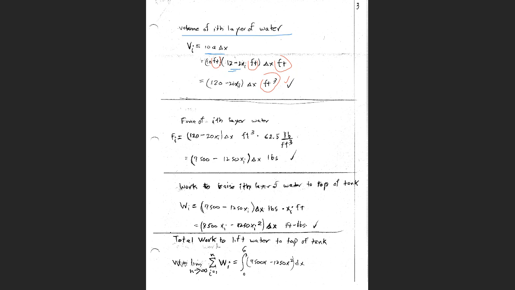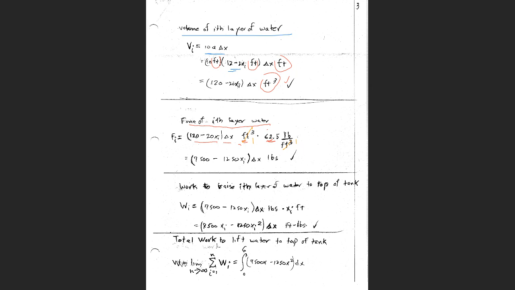So, okay, now that we know the volume of the ith layer of water, we can find the force or weight of the ith layer of water. Because you see, the volume is the quantity 120 minus 20 xi times delta x cubic feet. But how much does that volume weigh? Well, we just multiply that volume by 62.5 pounds per cubic foot. And then the cubic feet cancel out.